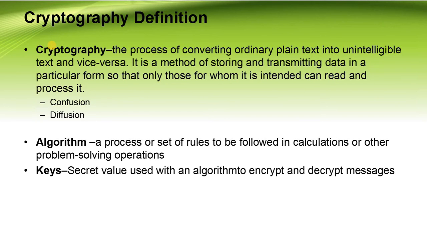Cryptography, as I explained before, is the process of converting ordinary plaintext into unintelligible text and vice versa. It is a method of storing and transmitting data in a particular form so that only those for whom it is intended can read and process it. There are two principles: confusion and diffusion.